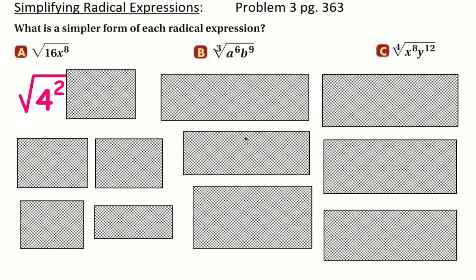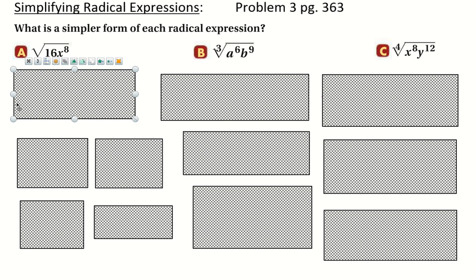Wow, I'm going to have to really be meticulous about what boxes I move and don't move. Oh my gosh, man. Okay.